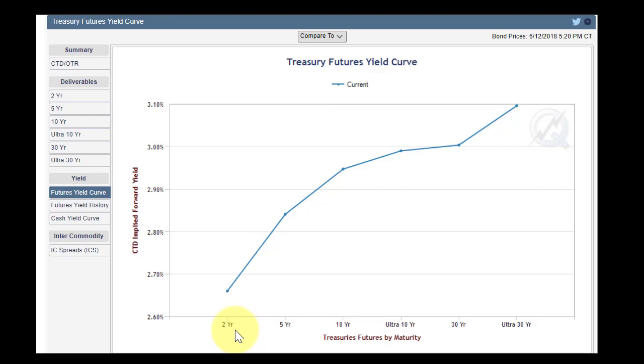It goes from the 2-year, 5-year, 10-year, Ultra 10, 30, and Ultra 30 year. Now, each of these contracts, you can trade futures. These are the liquid futures contracts that are traded on the Chicago Mercantile Exchange. The 2-year is going to be the ZT, 5-year is the ZF, 10-year is ZN, the Ultra 10-year is going to be the TN, the 30-year is the ZB, and the Ultra is going to be the UB.